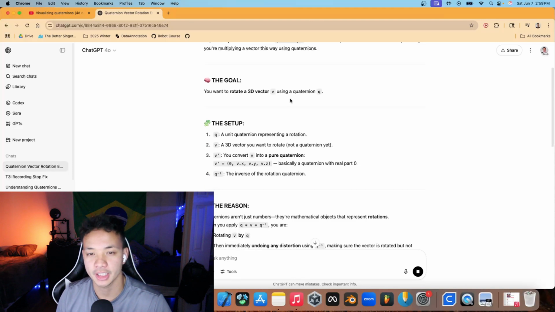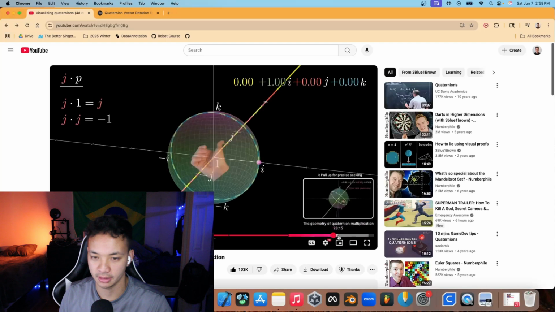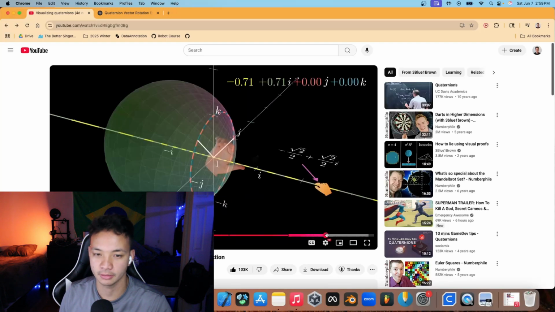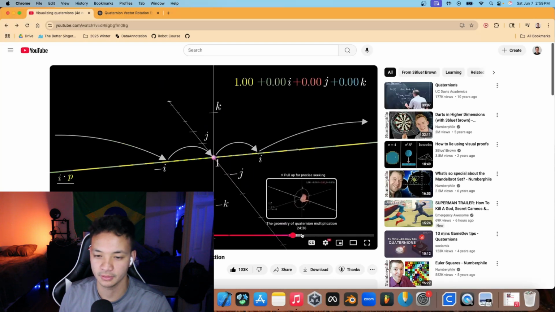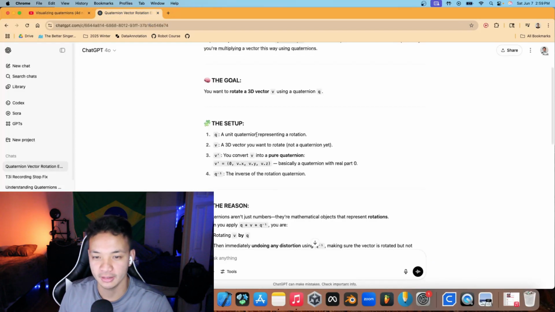Okay, you want to rotate a 3D vector V using a quaternion Q. Q is a quaternion representing a rotation. That makes sense. It's just one of these, right? Where's the picture? The dot. Where's the dot? All right, anyway. It's just like one of those dots on the spheres. Like this guy. Yeah, it's like that. That's a quaternion representing a rotation.